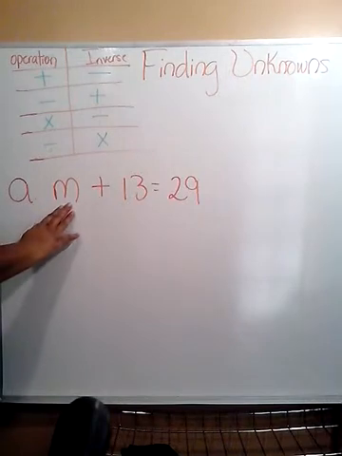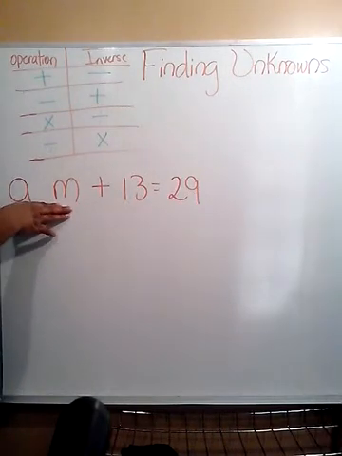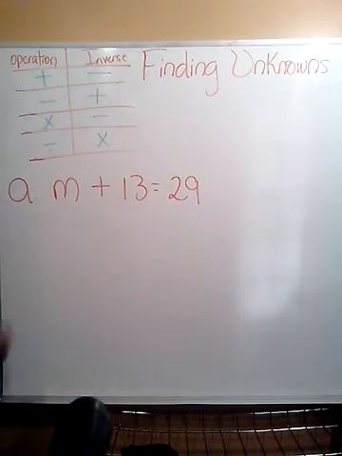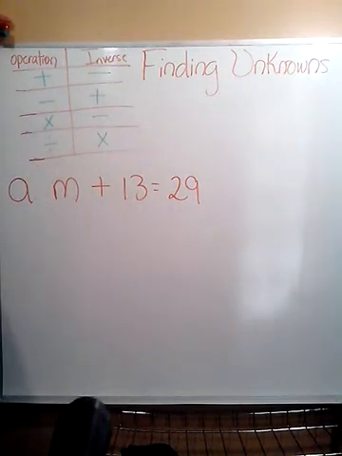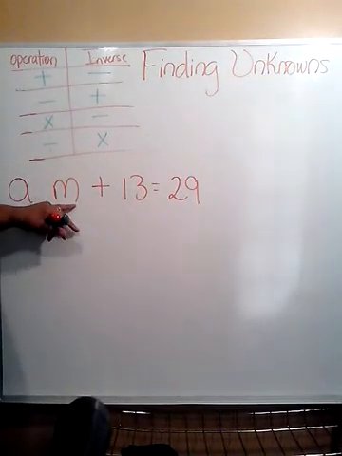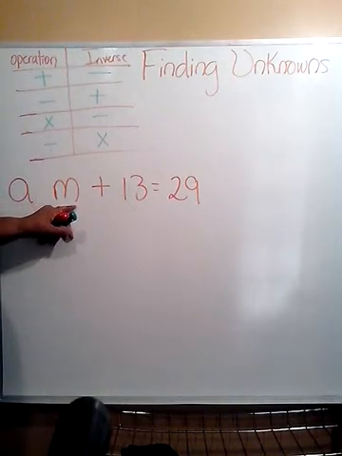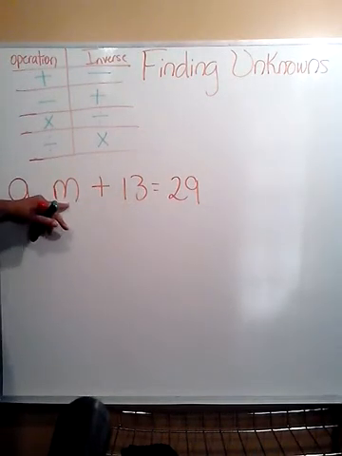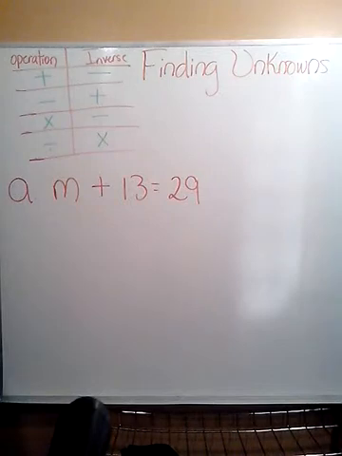We also have a new vocabulary word, variable. Variable is a letter that represents the unknown in our equation. Okay? And equation, which states that two things are equal. Okay, so the directions here is find the value of the variable in our equation. Find the value of this unknown.